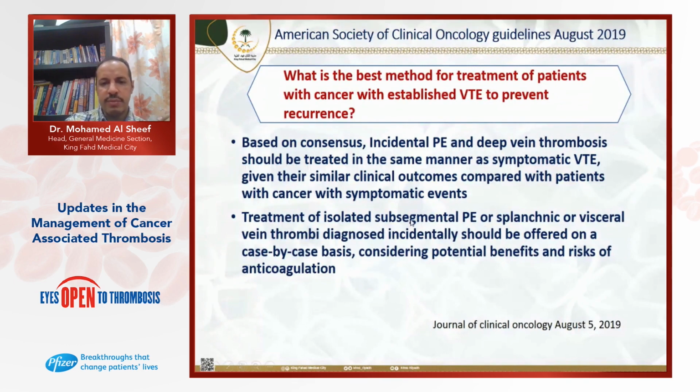So you need to treat subsegmental PE, while splanchnic or visceral vein thrombosis diagnosed incidentally should be offered anticoagulation on a case-by-case basis. For example, with incidental chronic portal vein thrombosis, I will not anticoagulate. That's why it's case by case. If you have a subsegmental PE in a patient who is young, and it might cause a recurrence, I will anticoagulate this patient. So that's why it's case by case. That's why you have to consult the expert and consider the potential benefit and risk of anticoagulation.